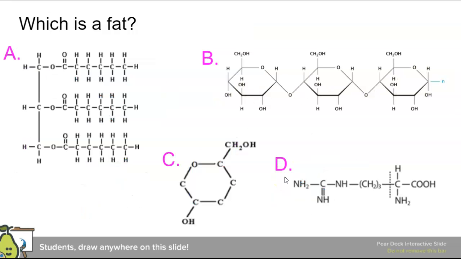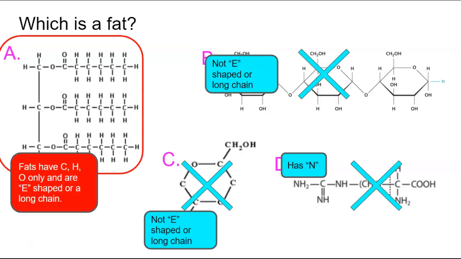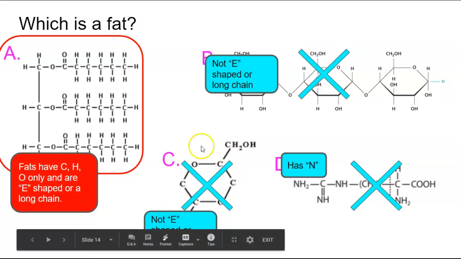You try another one. Which of these is a fat? A, B, C, or D? Did you say A? If you did, you were correct. B, this is a hexagon, right? So although it has CHO, this is a carbohydrate. This is also a carbohydrate. This is CHON, so this is going to be a protein. So only A is a fat.